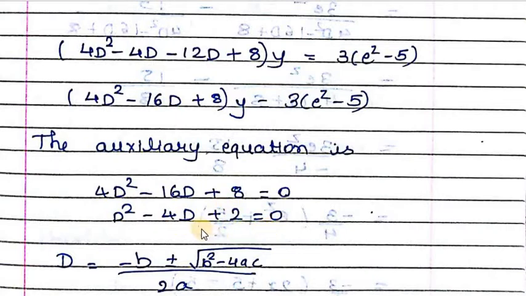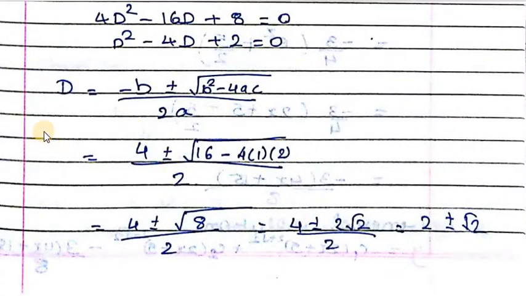Now we cannot split the middle term 4D such that the product of the two terms is 2 and their sum is 4. So we will solve this using the quadratic formula, D equals minus b plus or minus square root of b^2 minus 4ac, divided by 2a. Here a is 1, b is minus 4 and c is 2. So minus b is plus 4.